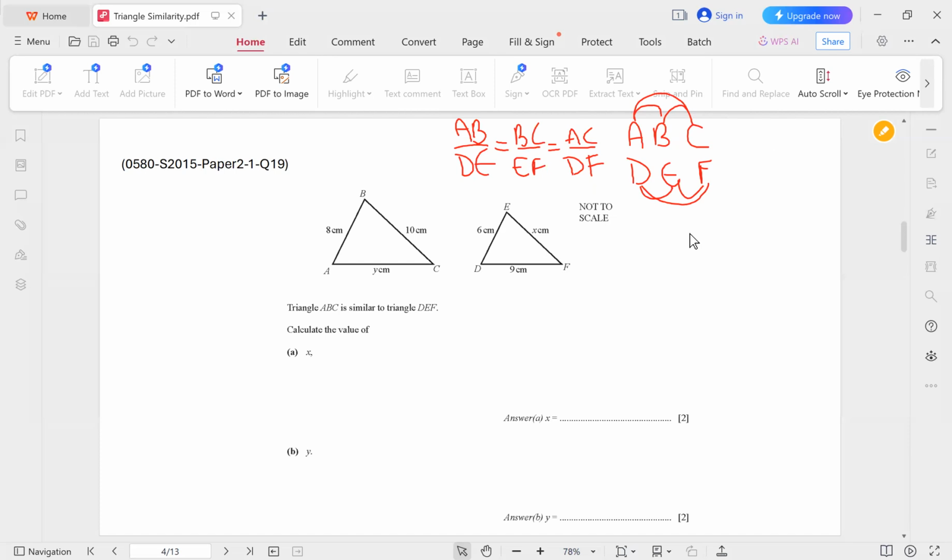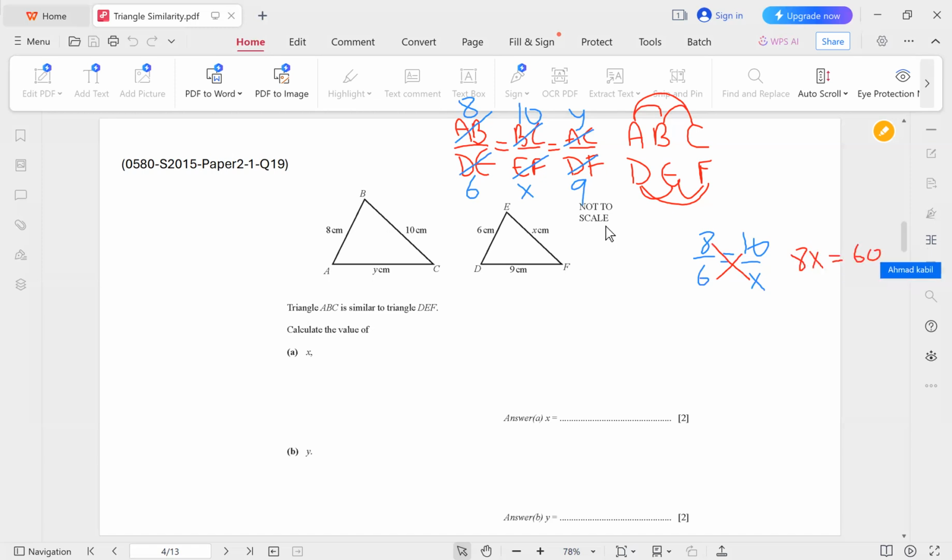Next, we just plug in the values that we're given. So for example, from the drawing, we are given that AB equals 8, DE equals 6, BC equals 10, EF equals X, AC equals Y, and DF is equal to 9. So now we have an algebra equation in terms of X and Y, and we want to figure them out. So we have 8 over 6 equals 10 over X. We can cross multiply. So 8x equals 60.